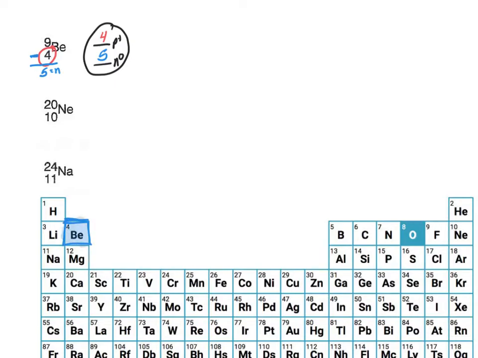Next, we want to find out how many shells we're going to have. We see that beryllium is in the second period, so it'll have 2 shells. Let's draw those in. Next, we find our valence electrons. We see that this is in column 2 or group 2, and in group 2 we get 2 valence electrons.